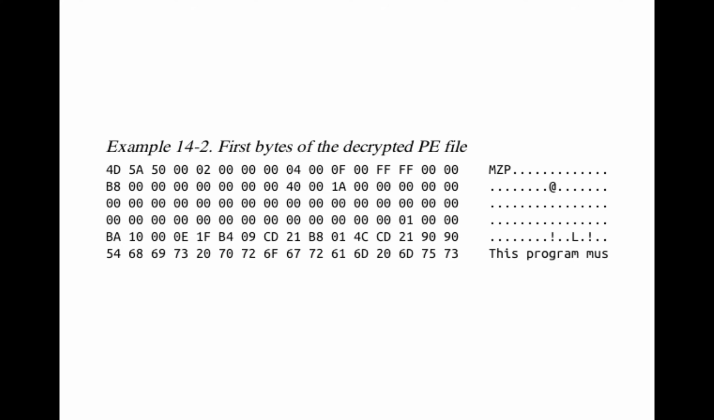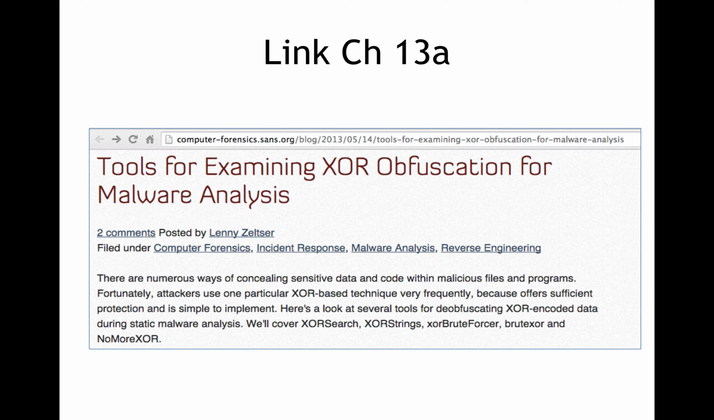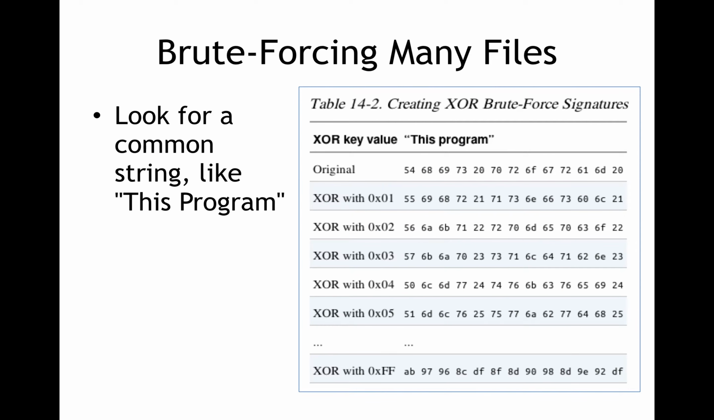Like I say, since it's full of zeros, those reveal the key. Here's what it turns into, MZP. And then it's going to have this program cannot be run in MS-DOS mode, which is the usual thing. So Lenny Zeltzer has written a tool to examine it. It's pretty easy to reverse it yourself in Python and so on.